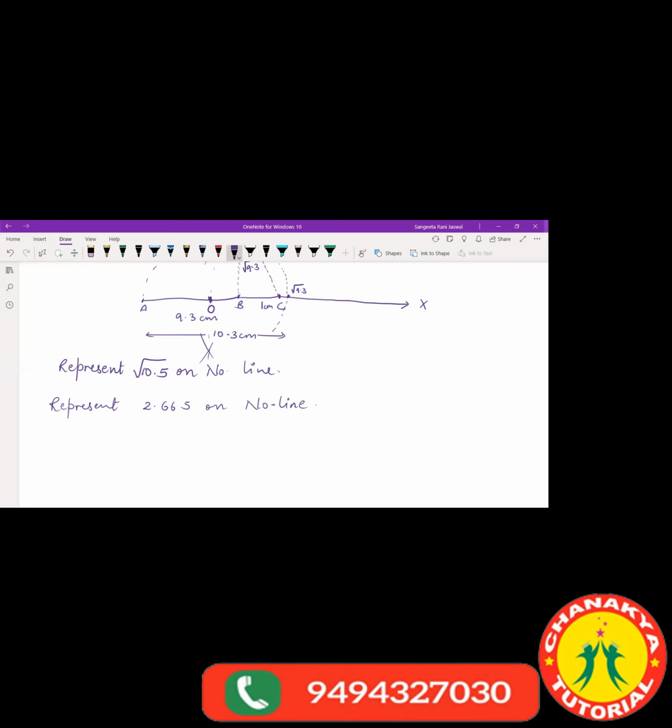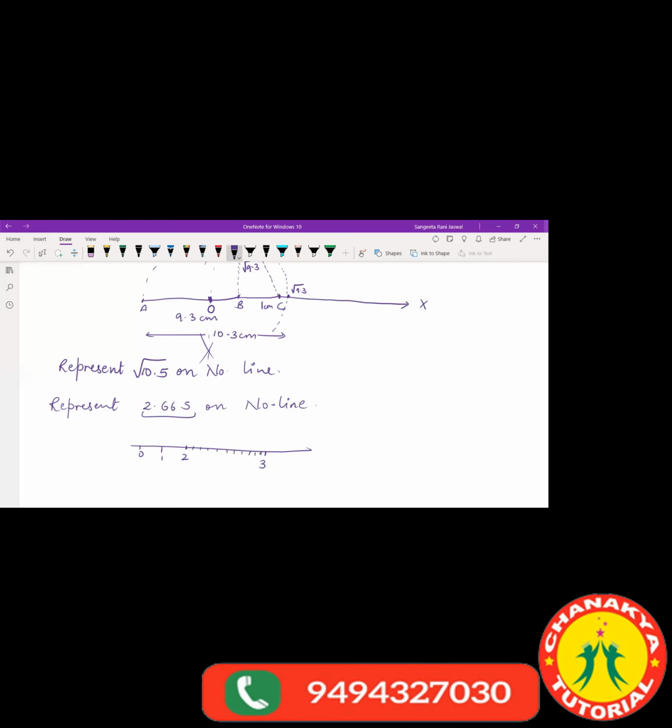Okay. See, one thing is clear here: this number lies between 2 and 3. Is it? This number lies between 2 and 3. मैं 2 और 3 को थोड़ा मैग्नीफाई करके बता रही हूँ आपको. Okay, look here. This number lies between 2 and 3. For this you are sure 2.6 है, तो मतलब it lies between 2 and 3. Now if I divide the distance from 2 to 3 into 10 equal parts: 1, 2, 3, 4, 5, 6, 7, 8, 9, 10.